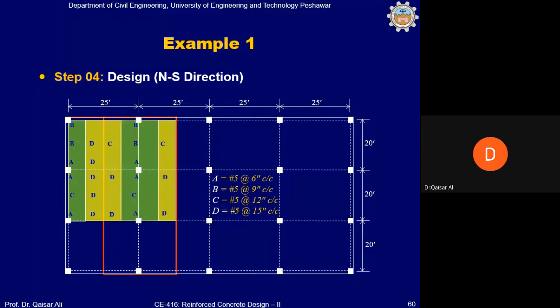Slides 59 and 60 give a summary of the design. What you can do is try another diameter of bar. Instead of number 5, you can use number 6 bar, number 4 bar, number 7, and number 8 bars, and you can come up with different spacing. It is allowed as long as the spacing is not more than the maximum allowed.